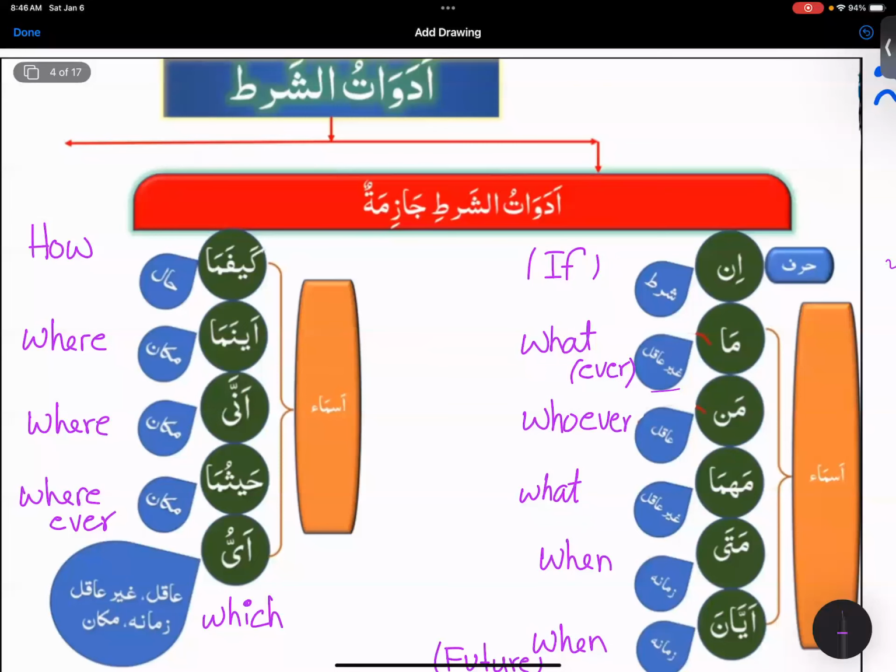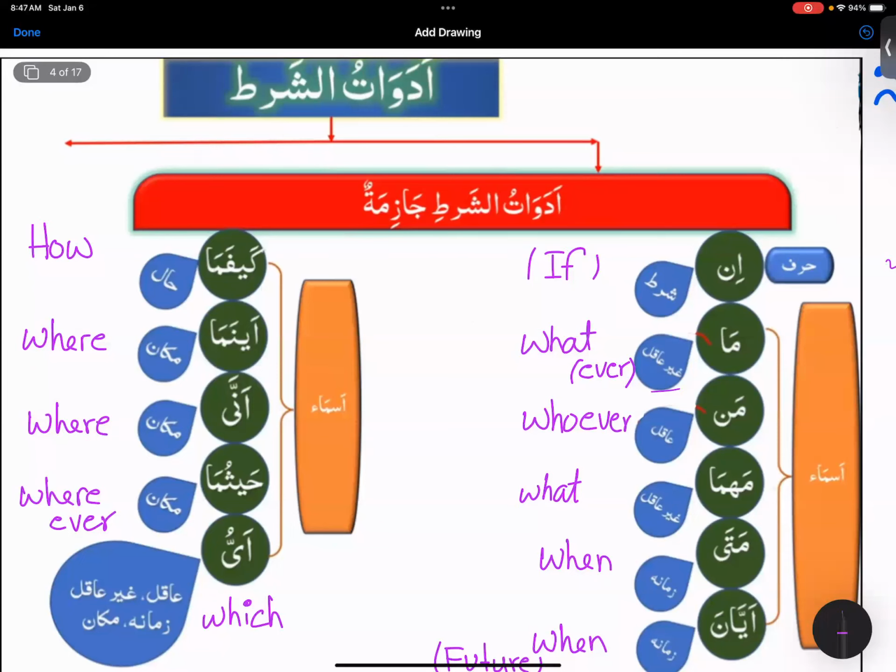Then we have kaifa ma. We all know kaifa. Kaifa means how, right? And basically kaifa haluka, how is your hal? So kaifa ma is again basically stating the condition, and this is also used as an ismu shart.